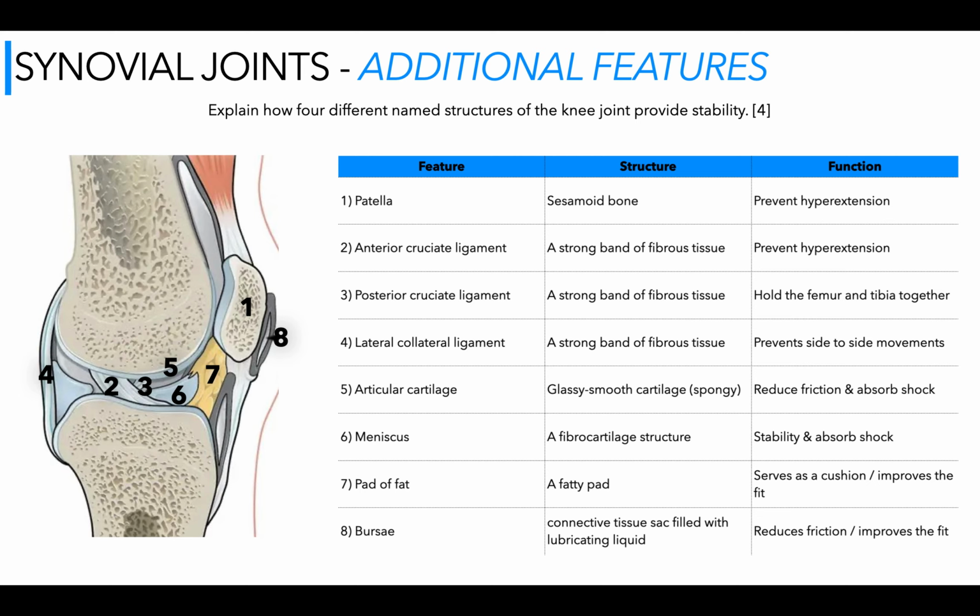So that's just an extra slide unpacking some of the additional features, and you will find pads of fat in the hip joint and the elbow, but it's just to give you an idea that there are other features as well as the typical ones.